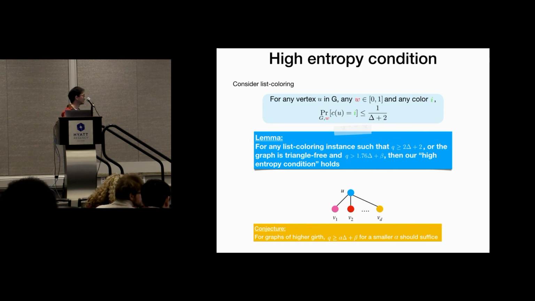So there's a conjecture that if you have high girth, then this high entropy condition will still be satisfied even with fewer colors.